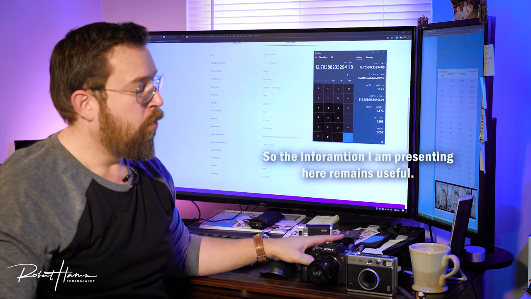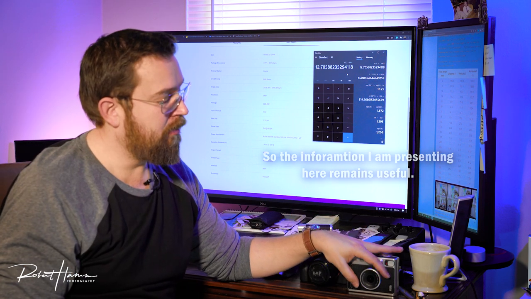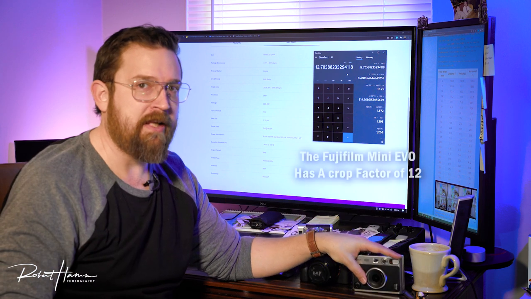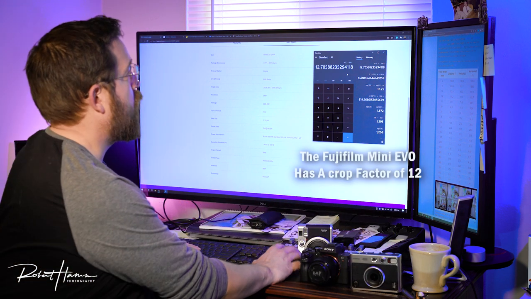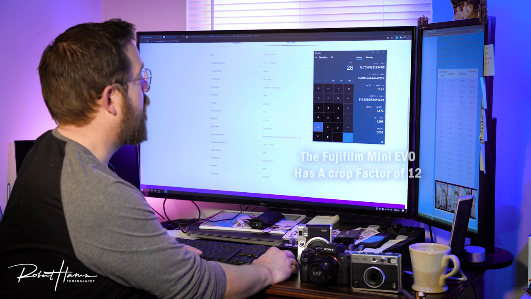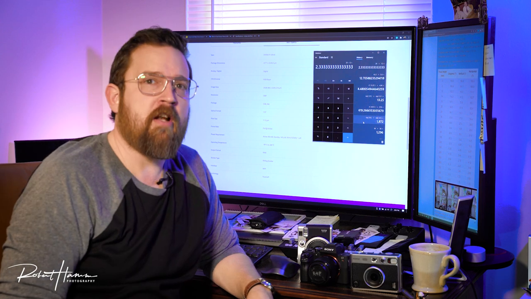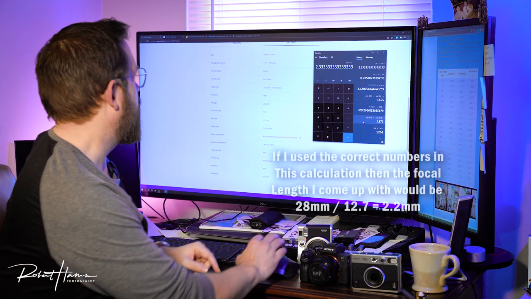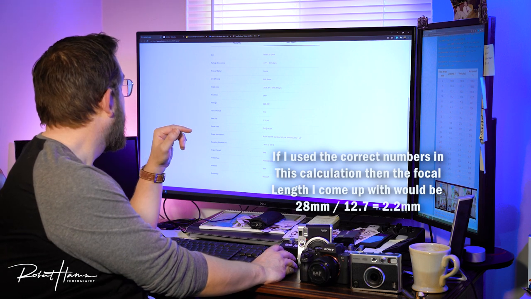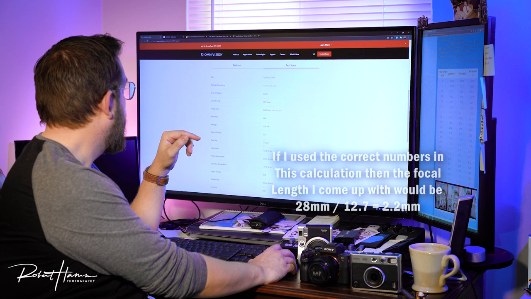Okay, well, let's find out if that makes any sense. The focal length on here, they say, is 28, right? So let's just take 28, okay, and divide it by 12, 2.3. So that means that our focal length is 2.3 millimeters. Let's find out if we've got something that talks about focal length. EFL, effective focal length, okay?